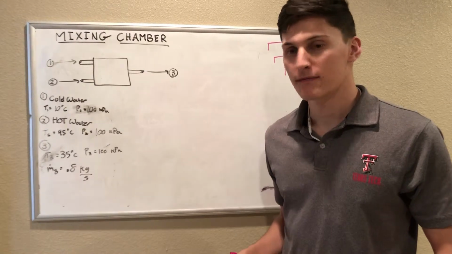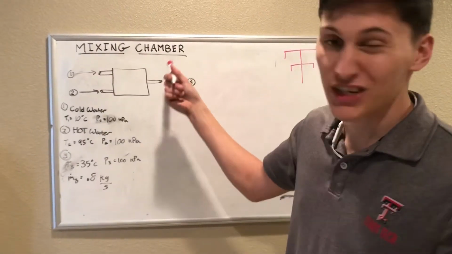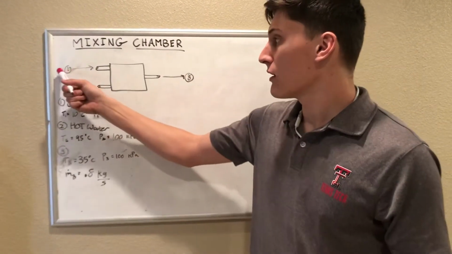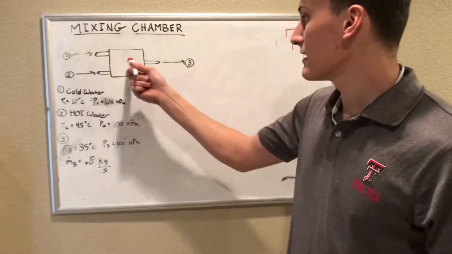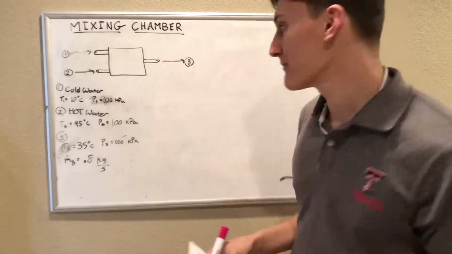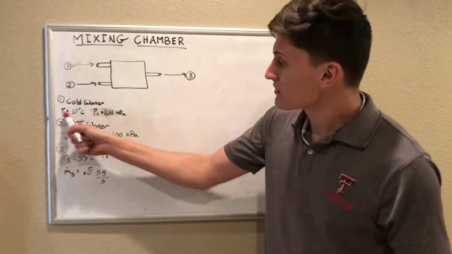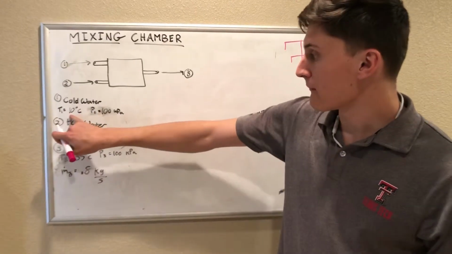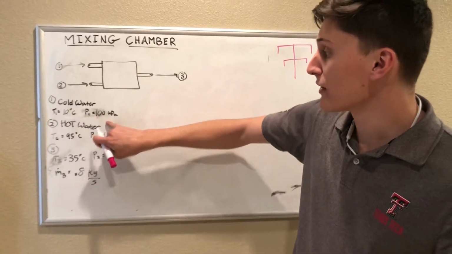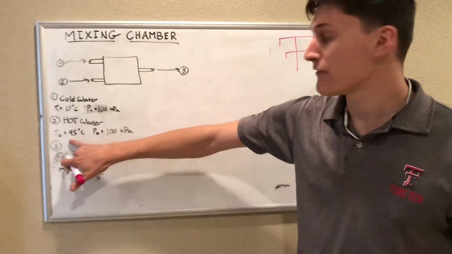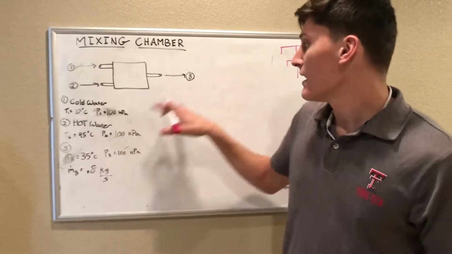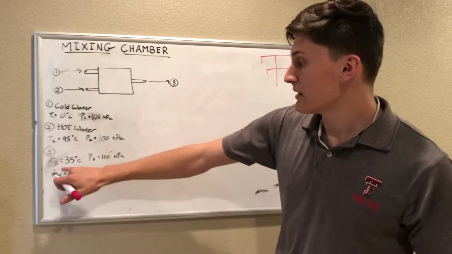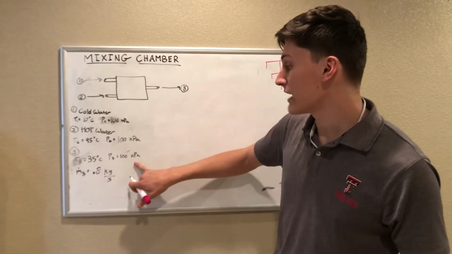Welcome to ThermoBoys. Today we're going to be looking at simple mixing chambers where you just have cold and hot water mixing into warm water. So we have some states here. The temperature of the first water is 10 degrees Celsius at 100 kPa, hot water at 95 degrees Celsius at 100 kPa, and then the mixture is going to be 35 degrees Celsius at 100 kPa.